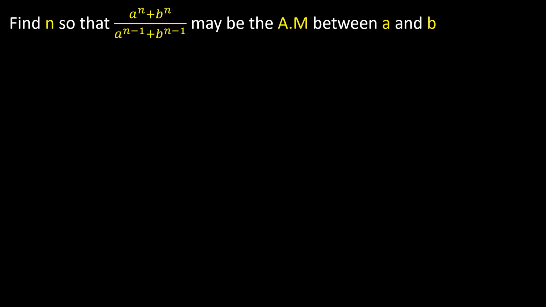So here is the problem: find n so that (a^n + b^n)/(a^(n-1) + b^(n-1)) may be the arithmetic mean between a and b. That is given. And what we know from the formula is that the arithmetic mean must be equal to (a + b)/2, right?